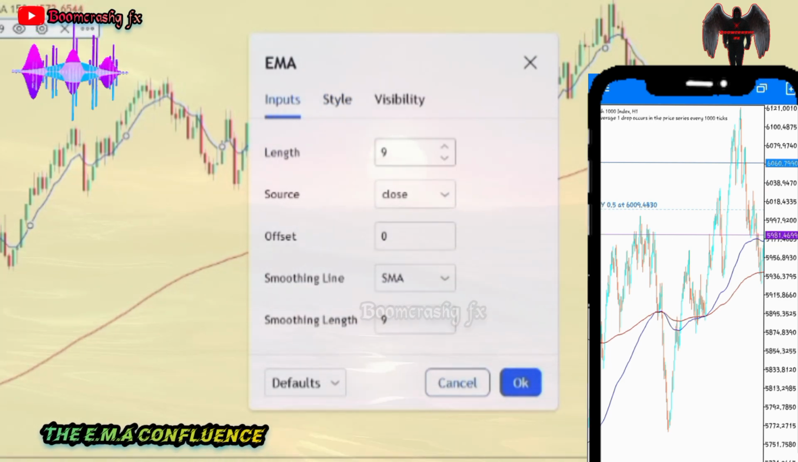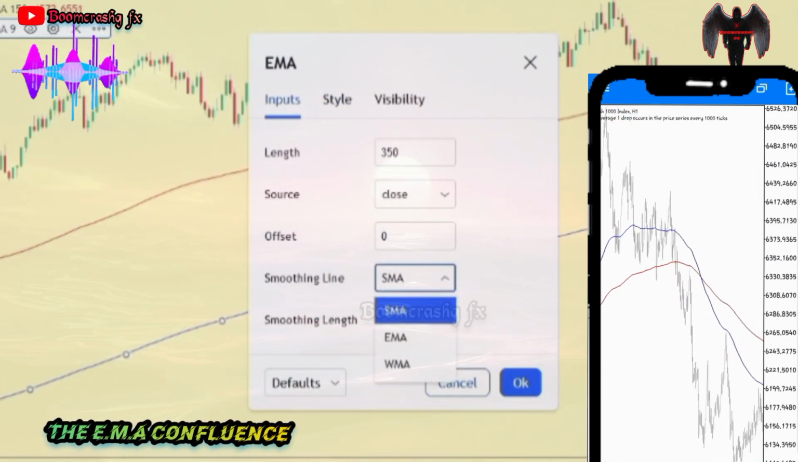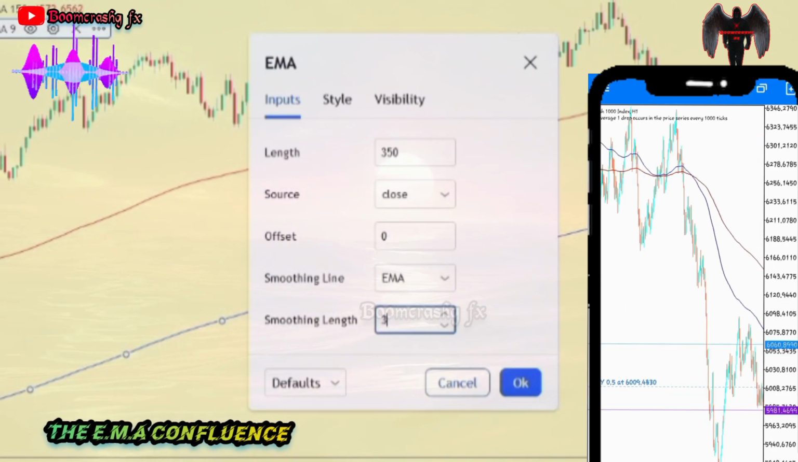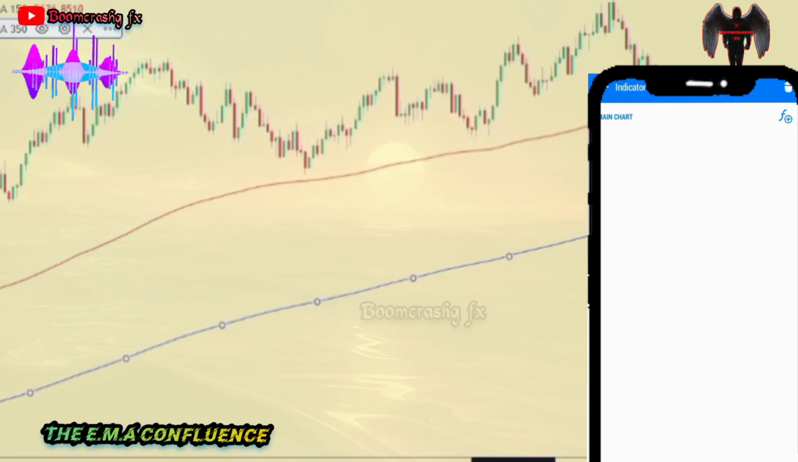So let's go for the second moving average's settings. The input, we're going to change this to 350. The cells close, and the smoothing line, we change it to EMA. The smoothing length also, change it to 350. The color, blue. Good.